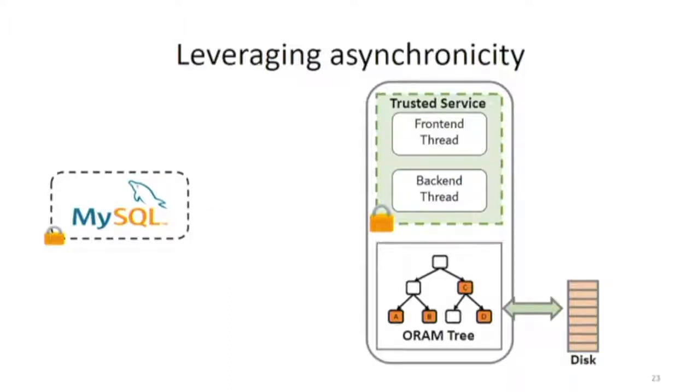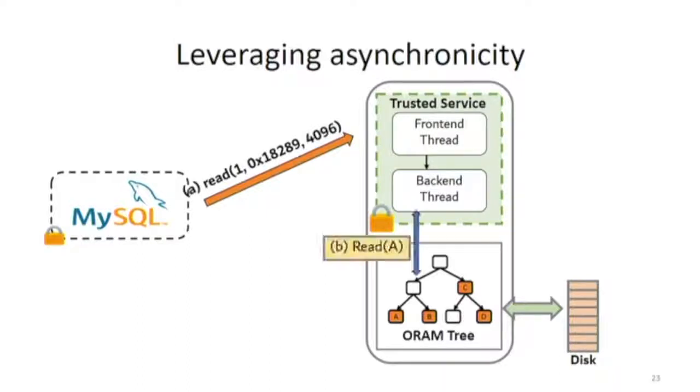Another performance improvement that we thought about was to leverage asynchronicity. Suppose you have a database application that says, okay, I need to read this certain file at this certain offset, and it sends it to Obliviate, our file system. Within the file system, we use two threads. One is the front-end thread that handles all incoming requests. One is the back-end thread that handles whatever request the application made. The front-end thread just asks the back-end thread to read whatever block it is, and then the back-end thread reads it and replies right then.